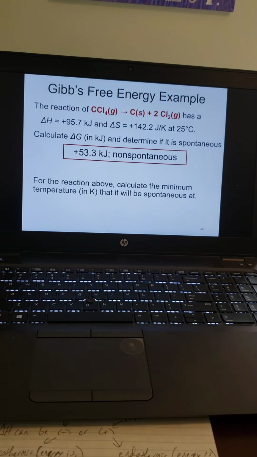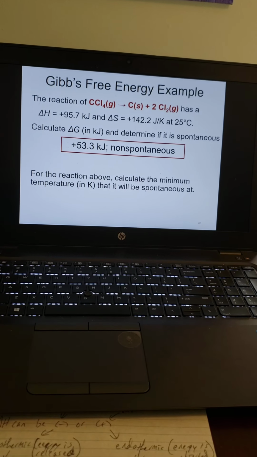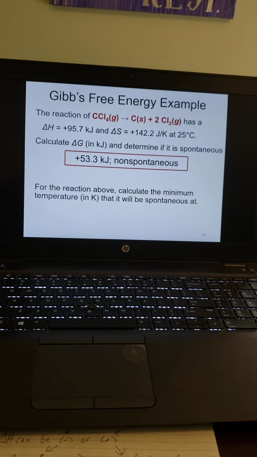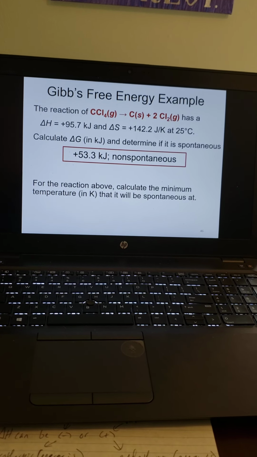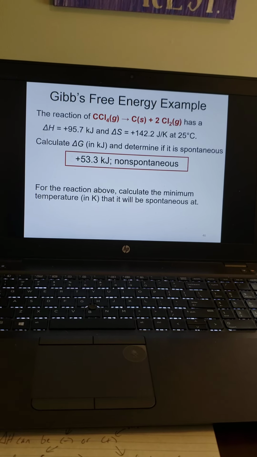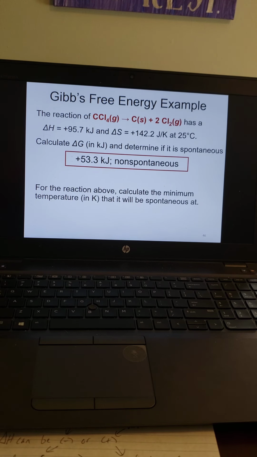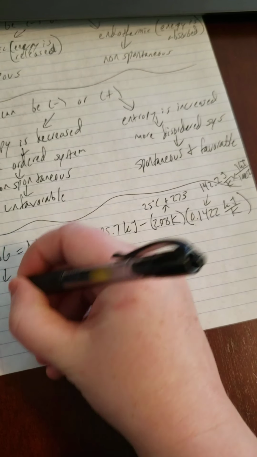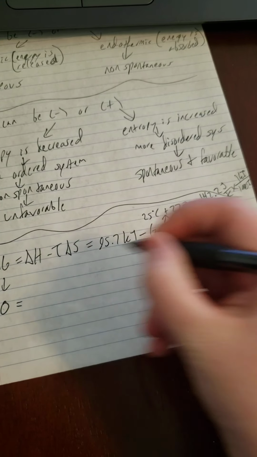The next question on the slide is, for the reaction above, what's the minimum temperature at which it will be spontaneous? All right, well, think about it from a delta G perspective. Positive delta G is non-spontaneous. Negative delta G is spontaneous. So a 0 delta G is when it flips, and we want the minimum temperature. So if we want the minimum temperature, then we're going to say delta G is 0.